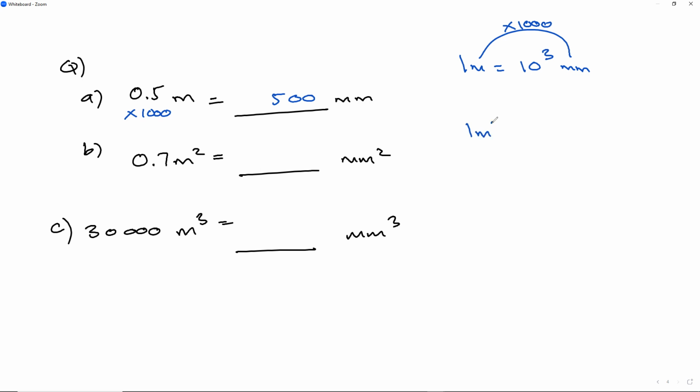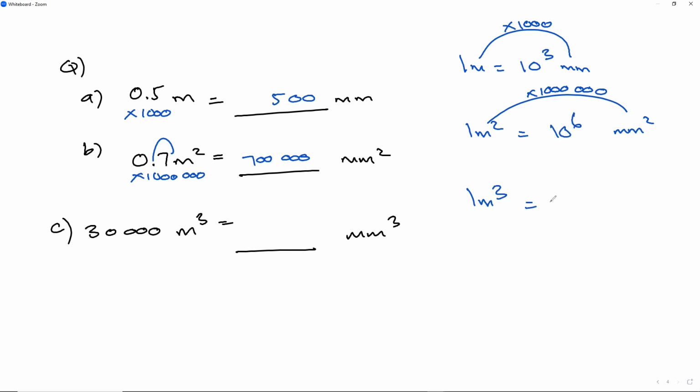And then 1 meter squared into millimeters squared. Remember, you're going to multiply this one by a million because it's 10 to the power of 6. So it ends up at 1 and then 5 zeros, so 700,000 millimeters squared. 1 meter cubed is the equivalent of 10 to the power of 9 millimeters cubed.